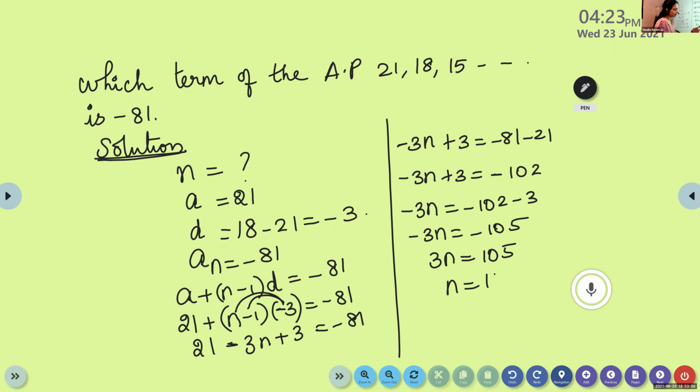So what is n? 105 by 3. What is the value of 105 by 3? 35. Yes, correct. N is 35. So -81 is the 35th term.